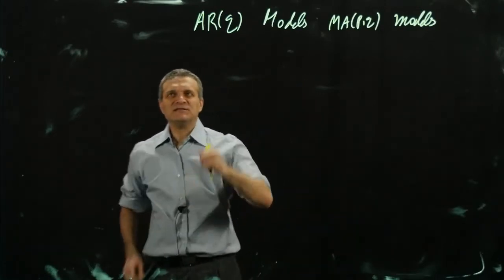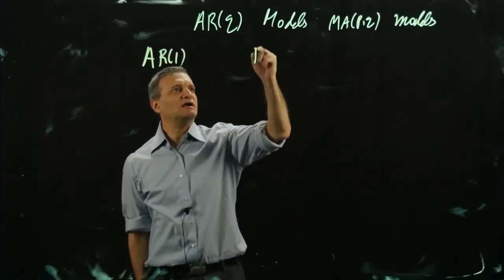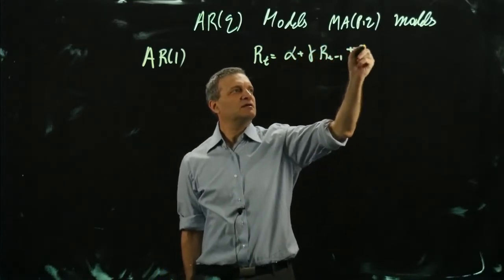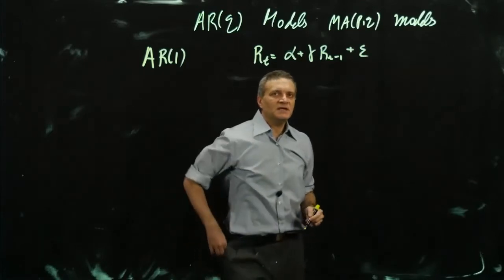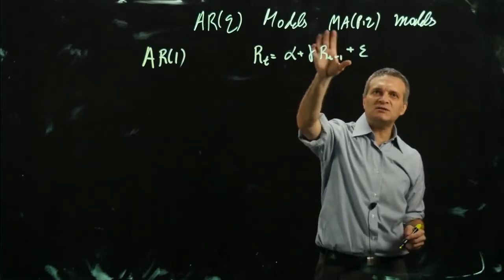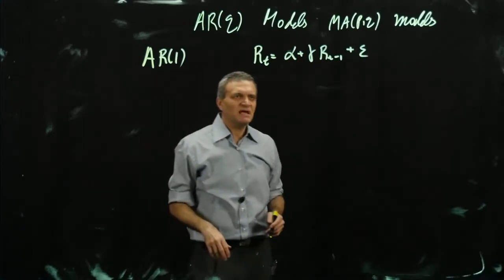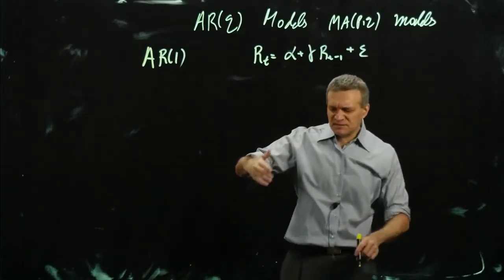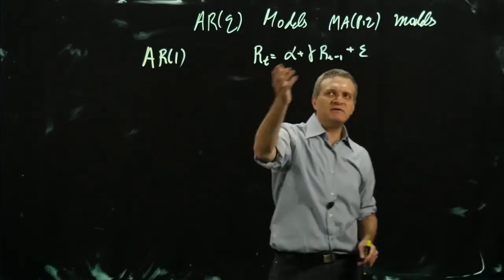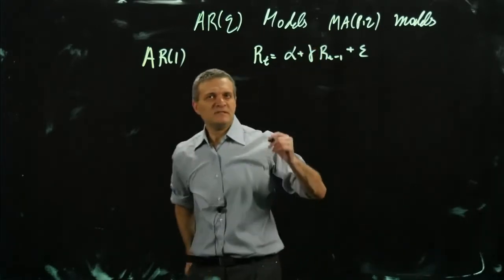Let's recall that AR(1) has the following equation: r_t equals alpha plus gamma times r_{t-1} plus epsilon. Now, this tells you that in order to predict r_t, you basically just need to know r_{t-1}. What people said was, you know what, it's not good enough. Maybe something that happened 2 days or 3 days or 4 days ago also has some bearing on what is happening now. How can we incorporate it into our model? Well, it's actually easy peasy.